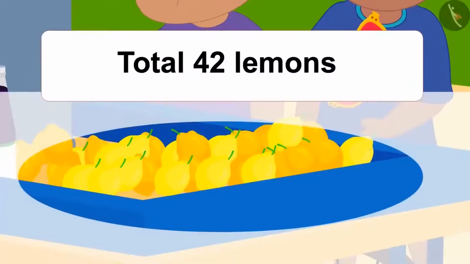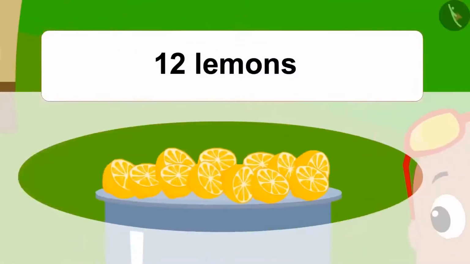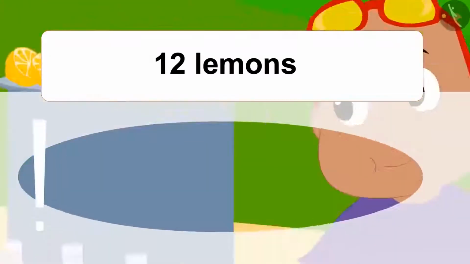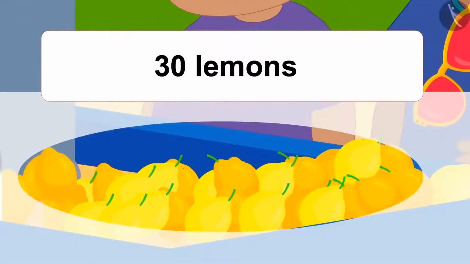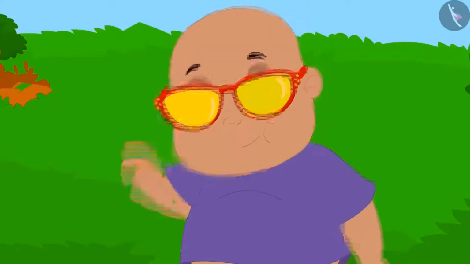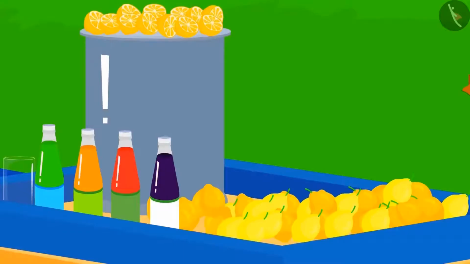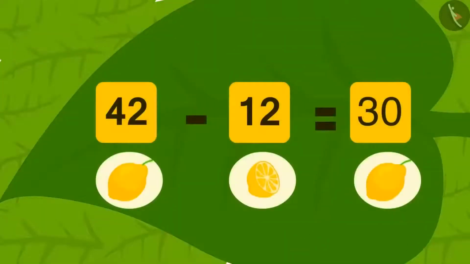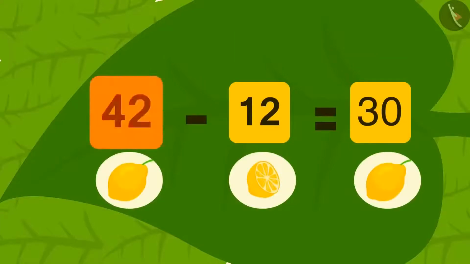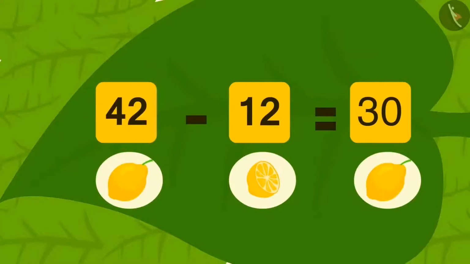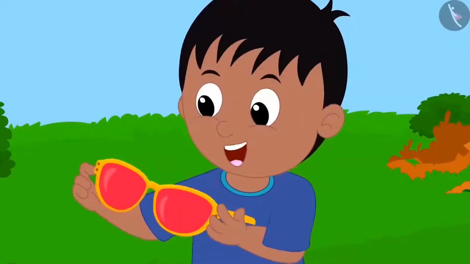There were a total of 42 lemons, out of which Babban used 12 lemons. Now Babban has a total of 30 lemons left. This time first, Bablu looked at Babban's stall with his glasses, and he saw such a subtraction. Out of 42 lemons, 12 used limes were subtracted, and which leaves him with 30 lemons.